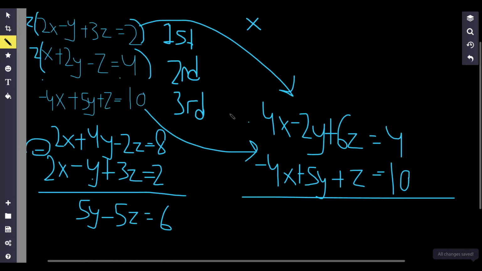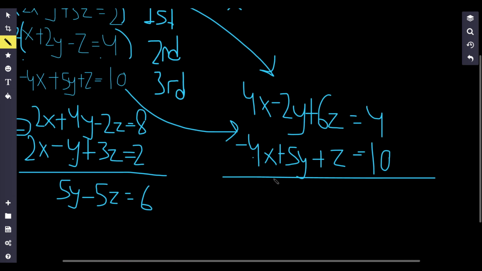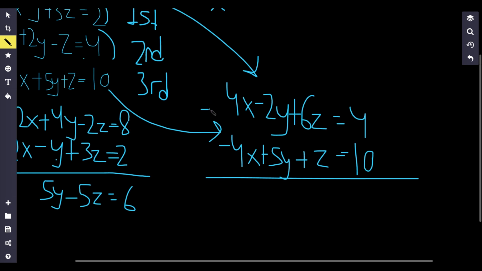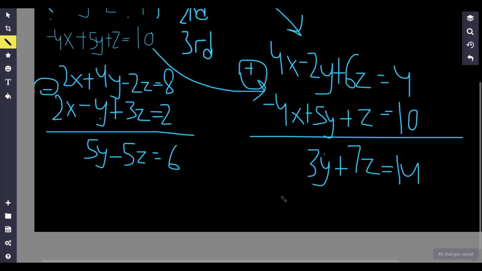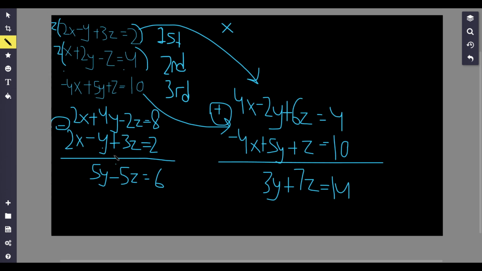So now you'll notice how we have a 4x and we have a negative 4x. So these cancel out, right? If we add these two equations together, this 4x, this negative 4x cancels out. 2y plus 5y is 3y. 6z plus z is just going to be 7z. 4 plus 10 is 14. And now, once again, we end up with a two-variable system of linear equations.